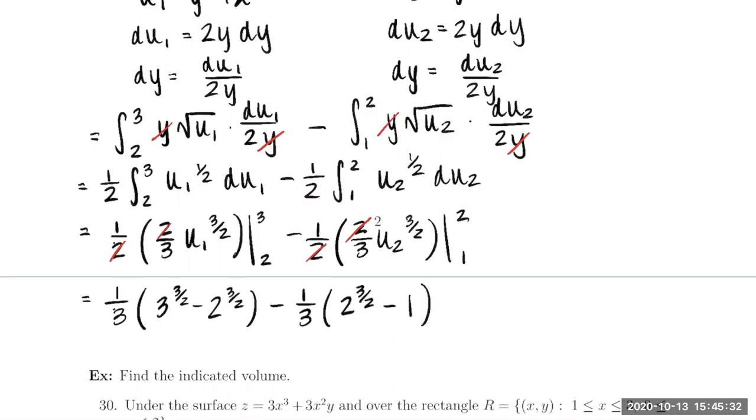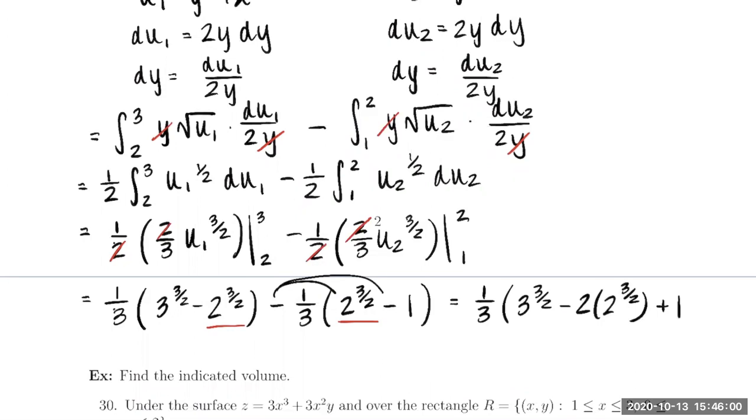All right, and so lastly, if you want, you can combine. I can factor a 1/3 out completely. And remember, this negative goes through. I end up having 2 of the 2 to the 3/2 power, right? So I'll just write this as, I have my 3 to the 3/2 minus 2 of the 2 to the 3/2, and then plus 1 when I distribute that negative.